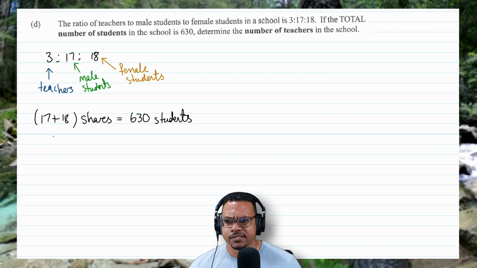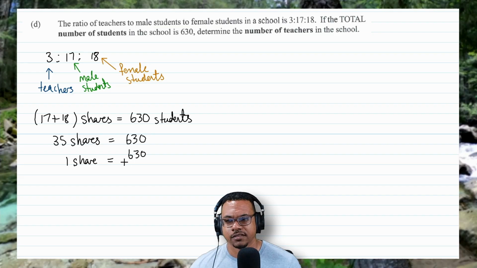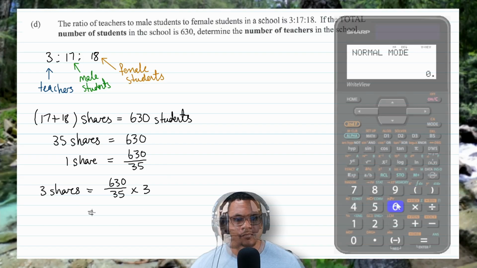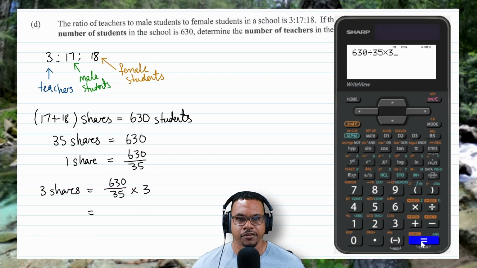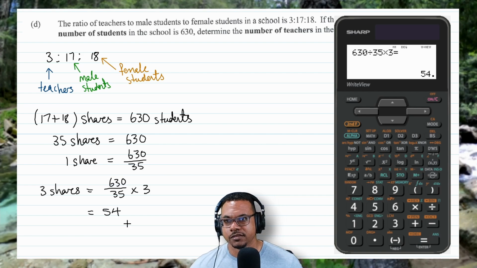All right, so 17 plus 18 is 35. So you have 35 shares is equal to 630. So you'll find for 1 share now. So 1 share is equal to 630 divided by 35. And now the amount of teachers in the school is represented by 3 shares, right? So 3 shares will be equal to the 630 over 35 multiplied by 3. So that'd be 630 divided by 35 multiplied by 3. And you'll get 54. So there are 54 teachers.